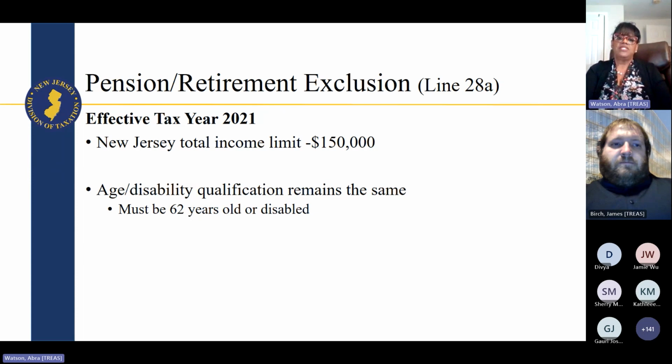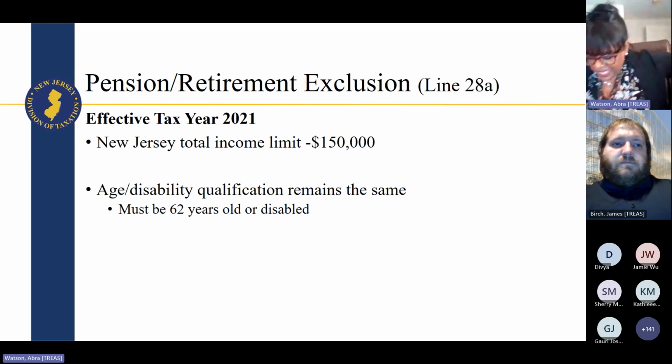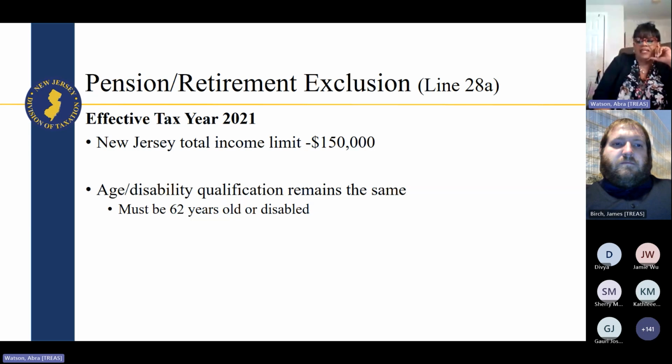All right. Retirement and pension exclusion: effective tax year 2021, the New Jersey total income limit went up to $150,000. I remember coming out and talking to you guys year after year, and you kind of beat me up a bit for a long time about that $100,000 income threshold. And yeah, I hated it too. We had the pension exclusion with a $100,000 limit, and then we made the income qualification $100,000, and that didn't make a lot of sense.